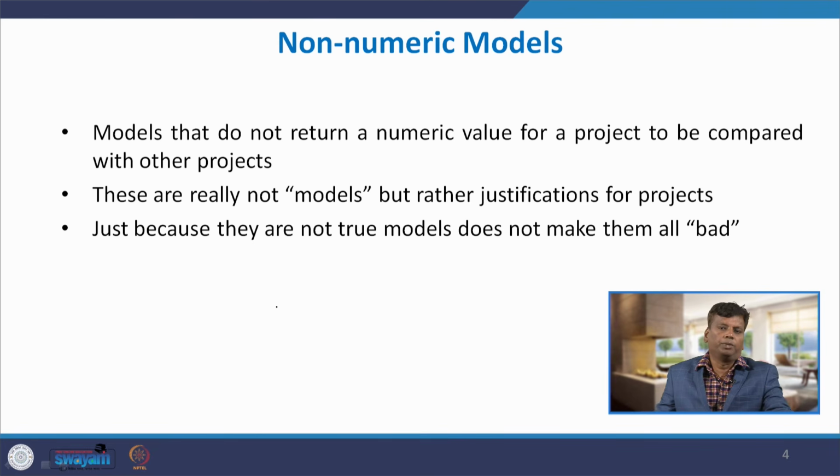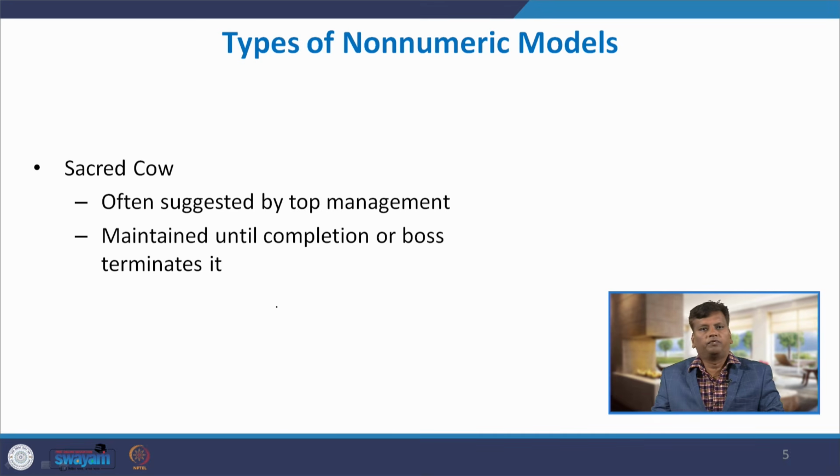In fact, for many strategic projects, we go for only a qualitative way of choosing a project, because many strategic projects sometimes cannot be quantified. So, we will go with only qualitative factors. The first method for non-numeric model is sacred cow.